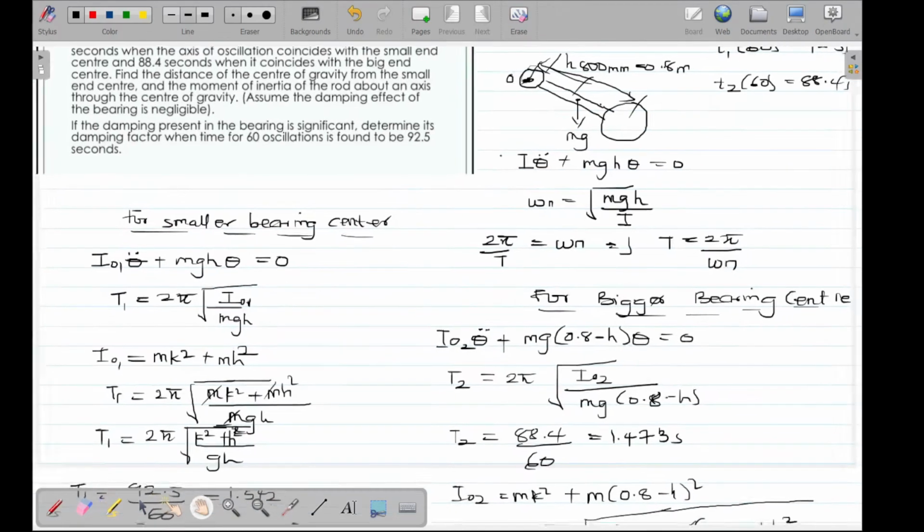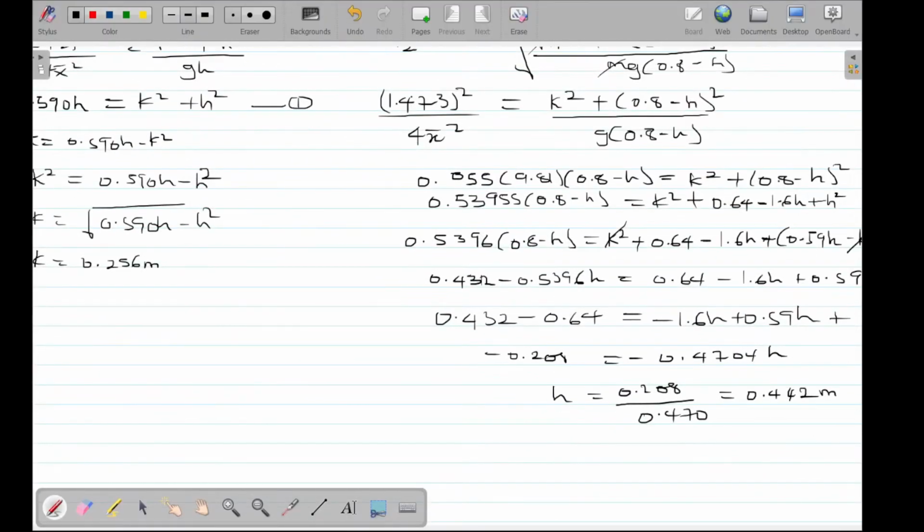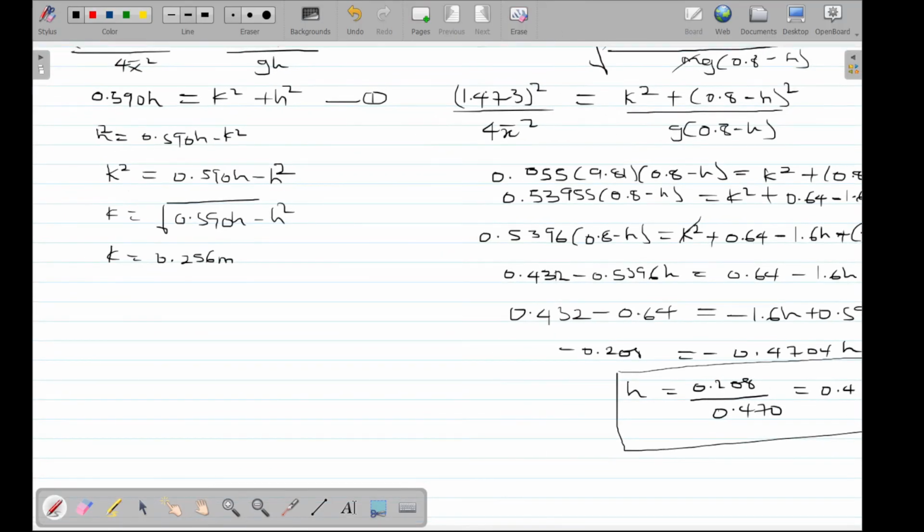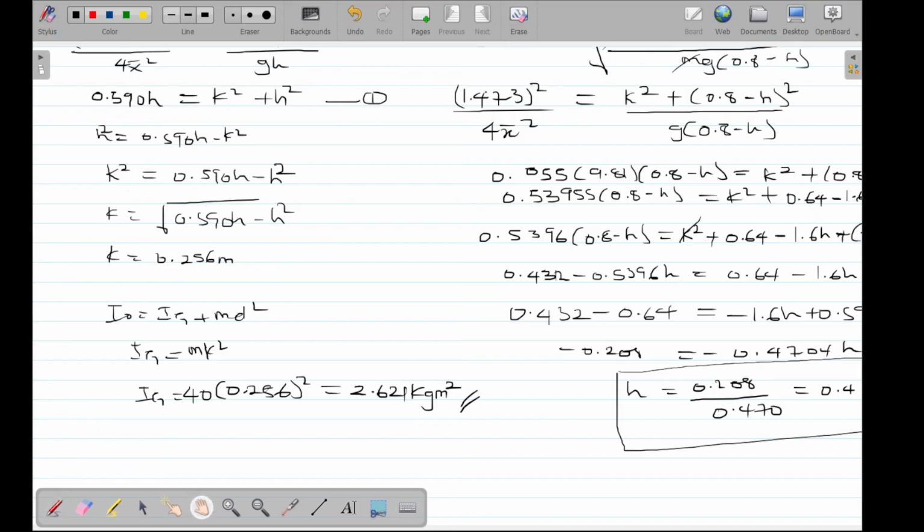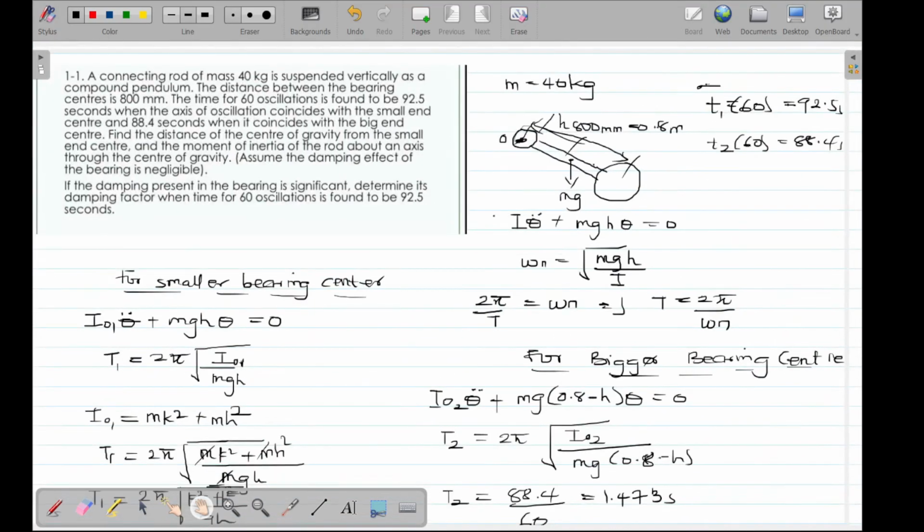So the radius of gyration, in the question we have to find the distance of the center of gravity from the center and the moment of inertia about an axis through the center of gravity. So the first part is this distance, and we want the moment of inertia at the center. We know I not is supposed to be Ig plus md squared, and Ig is equal to mk squared. So our Ig will be equal to 40 multiplying 0.256 squared, and that will be 2.621 kilogram meter squared.